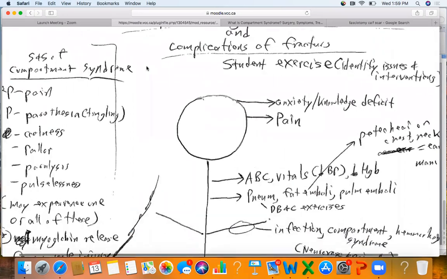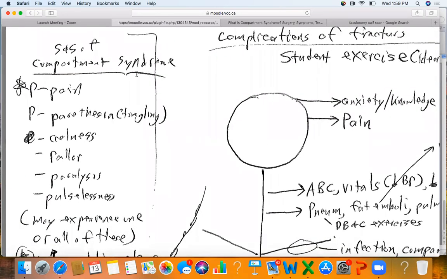Here they are here. Here's the list of the symptoms. It says tingling right there. Pallor, paralysis, pulselessness. So my question to you is, does this patient have to present with all these symptoms and signs to have compartment syndrome? Do you have to find all of these, all 6 of these, the six symptoms here? Do you have to find them all in order to have compartment syndrome?